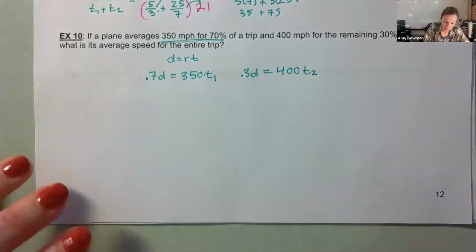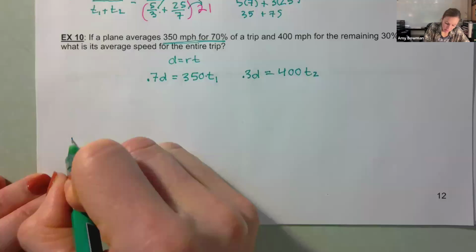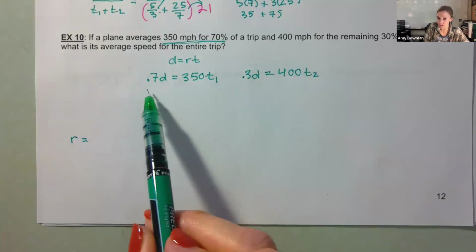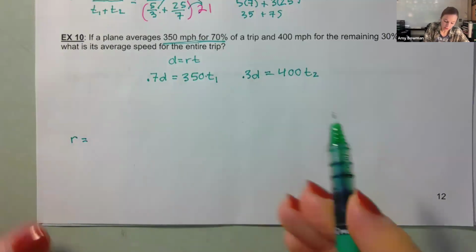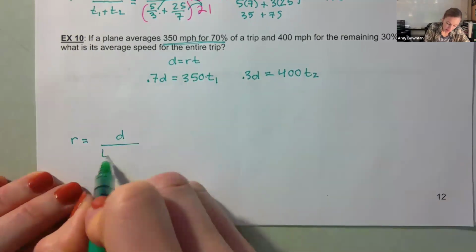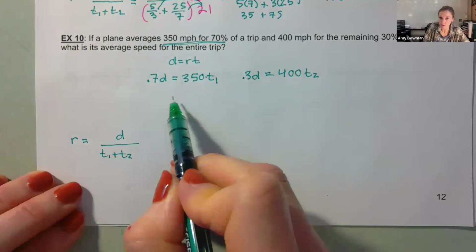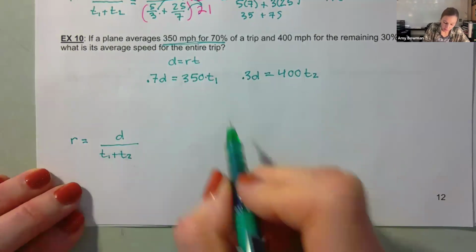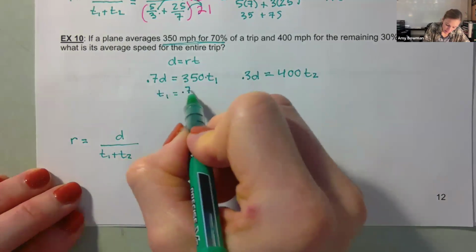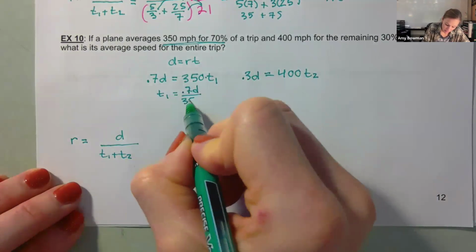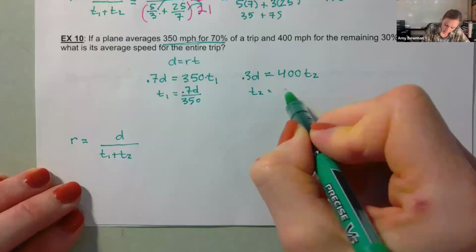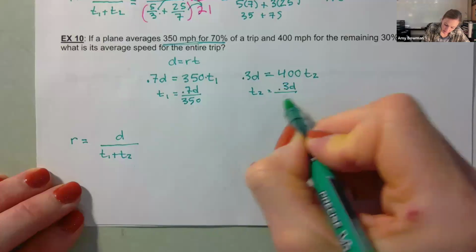So when we are averaging here, we'll get our average rate equals total distance over total time. Total distance, we've got 0.7 of the distance plus 0.3 of the distance, so our total distance is just D. Total time, T1 plus T2. So now we need to go back and solve for T1 and T2. For T1, we'll just divide both sides by 350: T1 is 0.7 D over 350. For T2, we're dividing both sides by 400, so T2 is 0.3 D divided by 400.